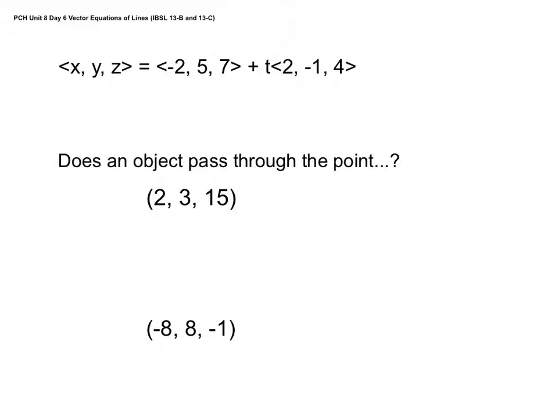I think there should be a certain value of t for which, when you plug this value of t in the equation, you get exactly 2, 3, 15. So there's got to be some value of t that when you plug it into the equation, you get 2, 3, 15. That's a good explanation there. Now, how do we find that value of t?